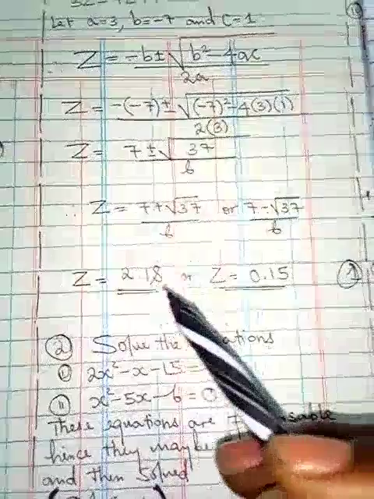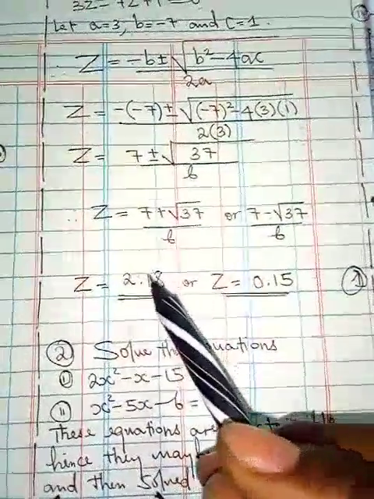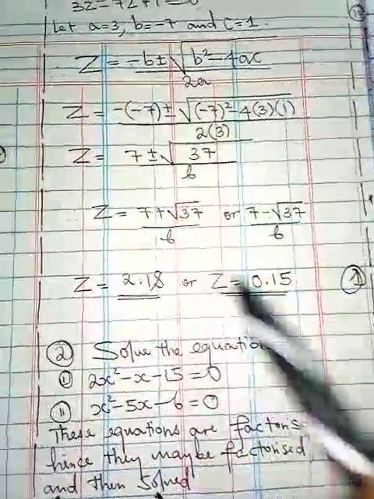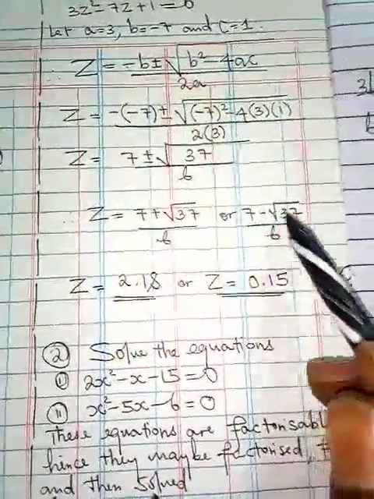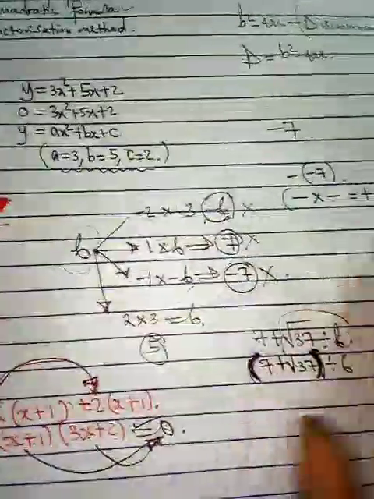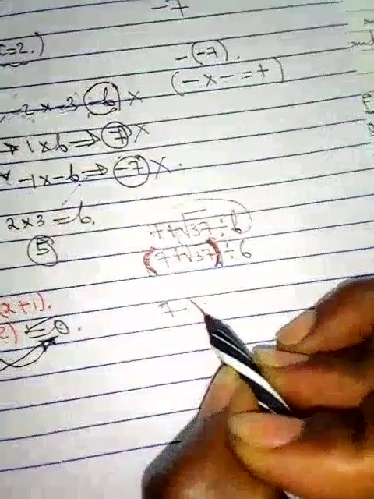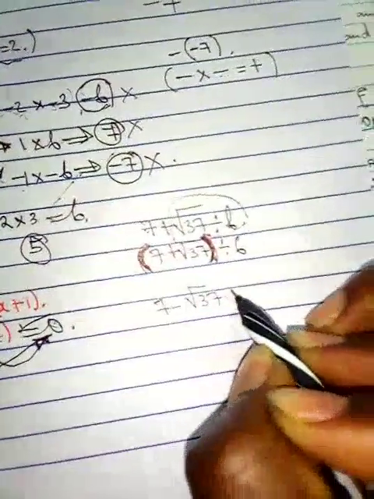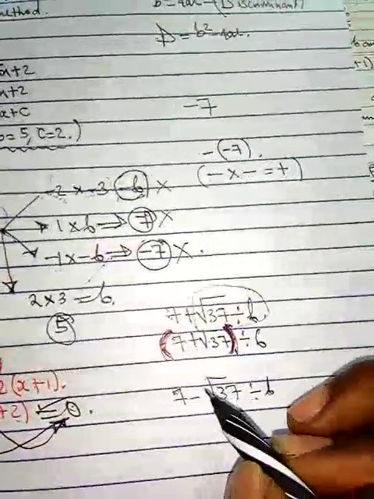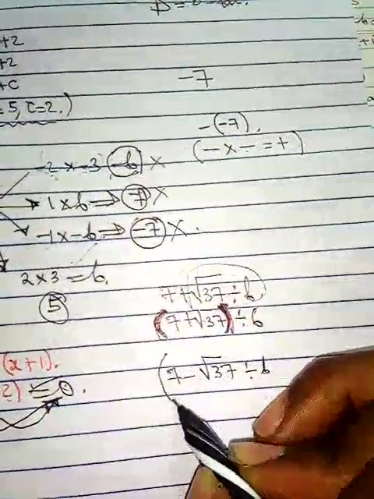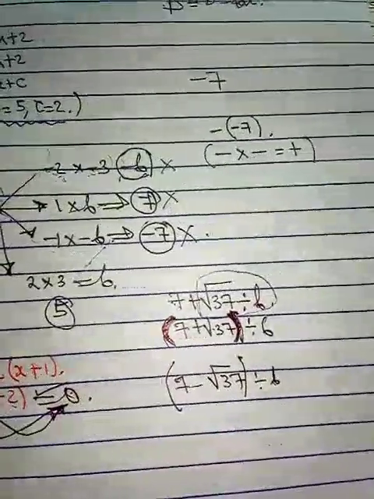Once you do that, if you round it off to two decimal places, you're going to see that this is 2.18. Or z will be equal to, again, 7 minus root of 37 over 6. Never just write it like this, you're going to get it wrong. Rather, put these things first in your brackets, and then you can punch them on your calculator directly.